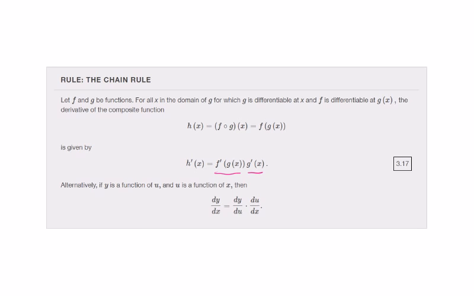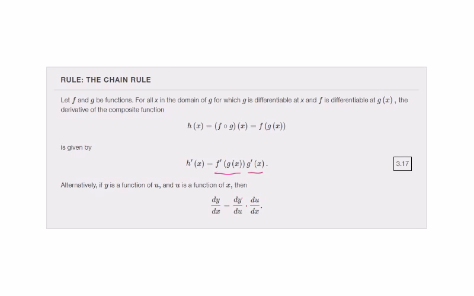Okay, and it also works with Leibniz notation, which we'll talk about a little bit more in depth later on. But basically, you can take the derivative of y, a y function, with respect to u, by multiplying by the derivative of the u function with respect to x.